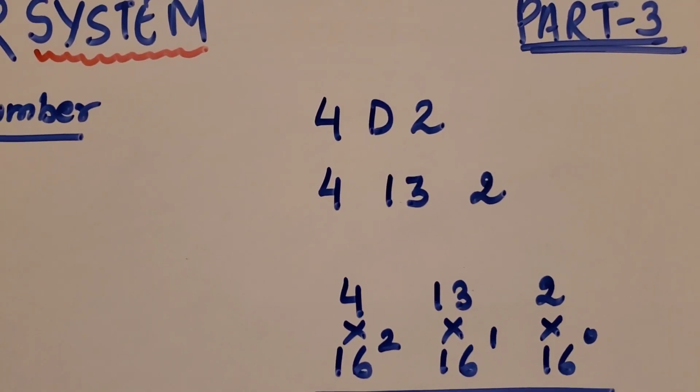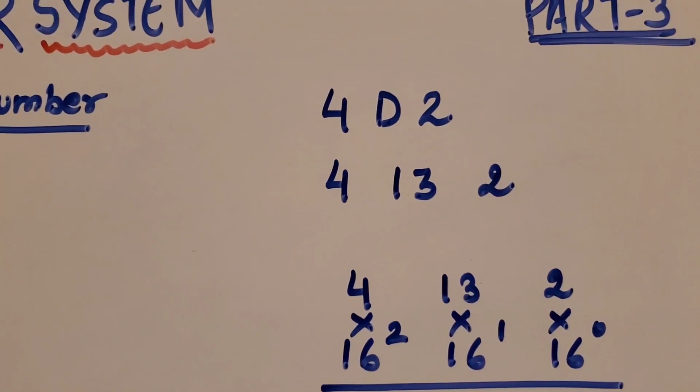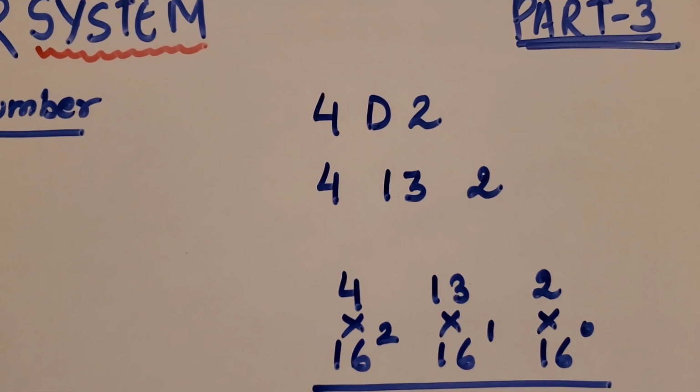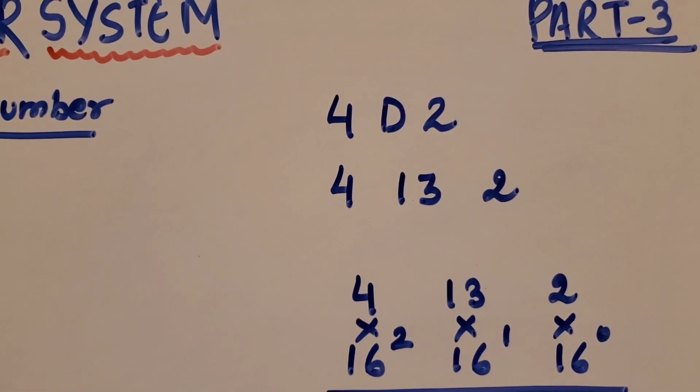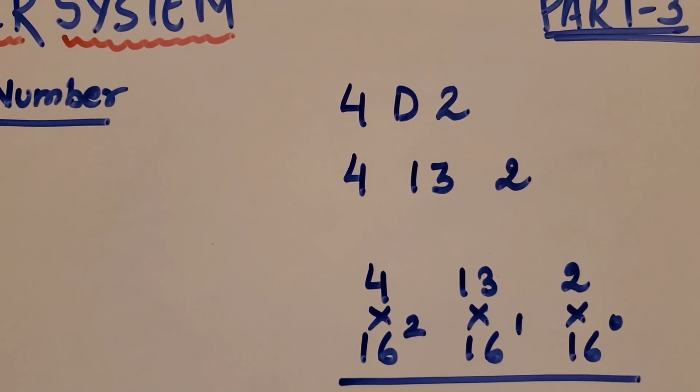Whenever you get a question of hexadecimal, they are always written in this way, like 1F, like 1C3. You have to calculate by A, B, C, D which number it will come. So D comes 13.